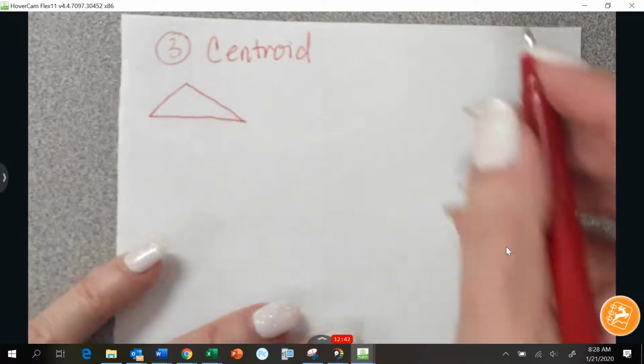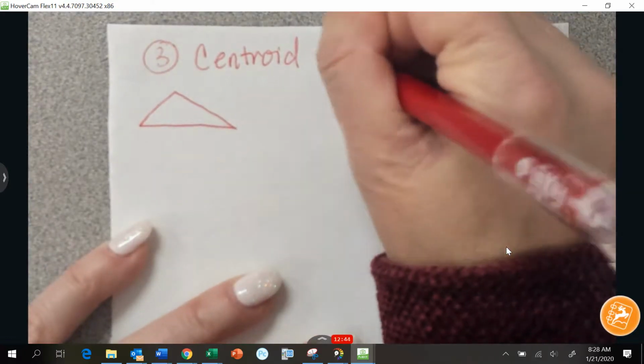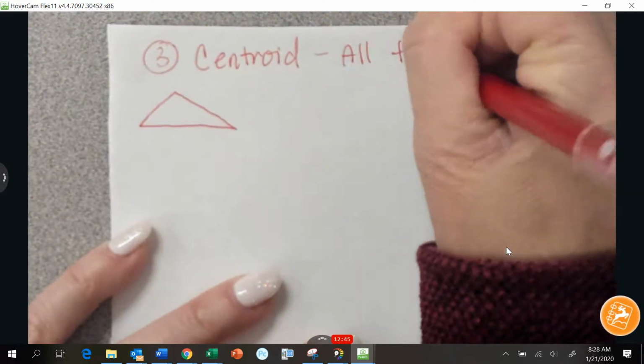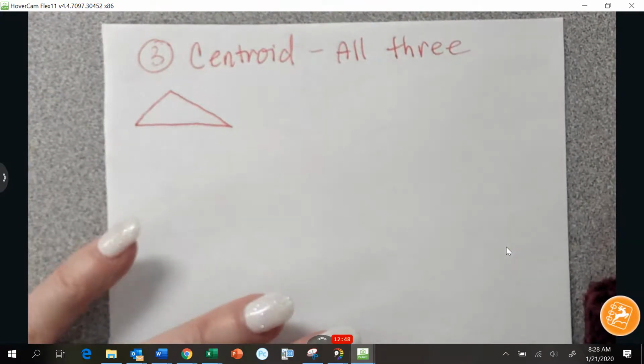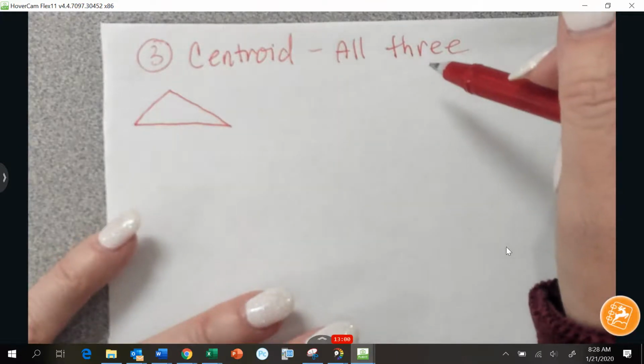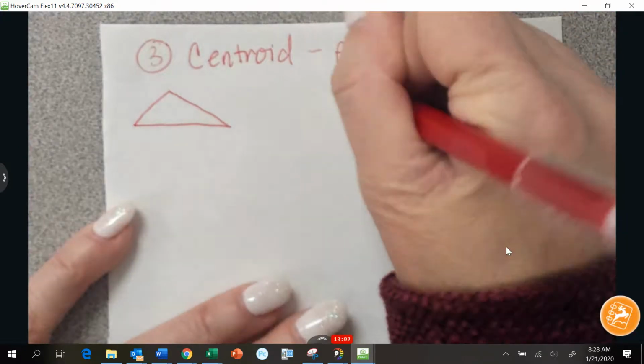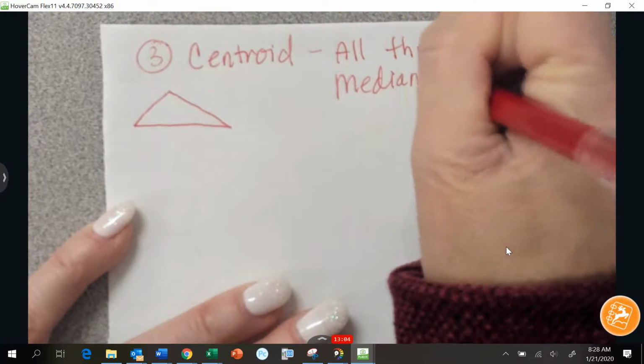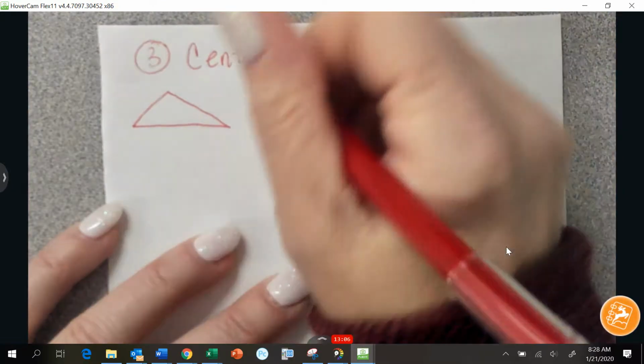The centroid is all three what? We do have to find a midpoint, but what's the actual line called, Jesse? Medians. All three medians. And then what is a median?